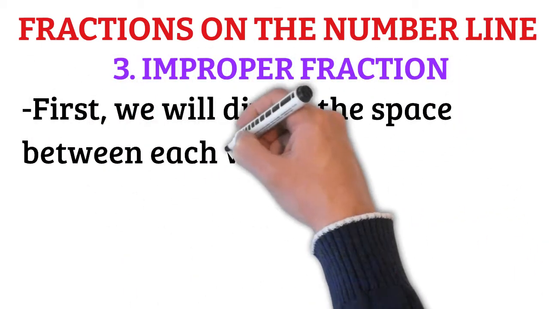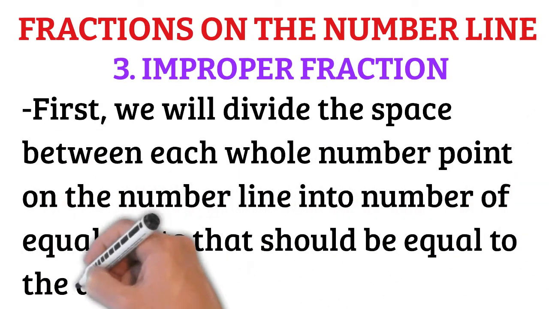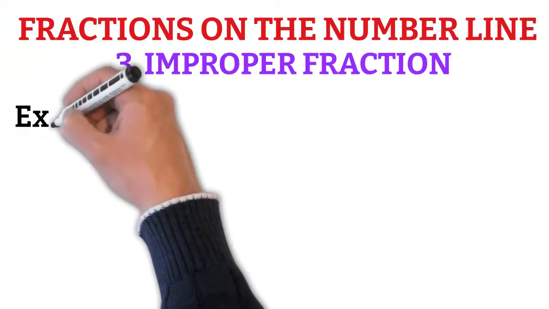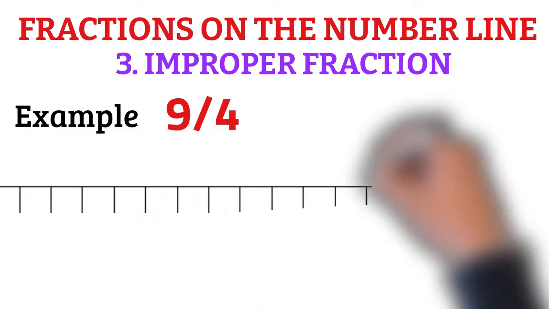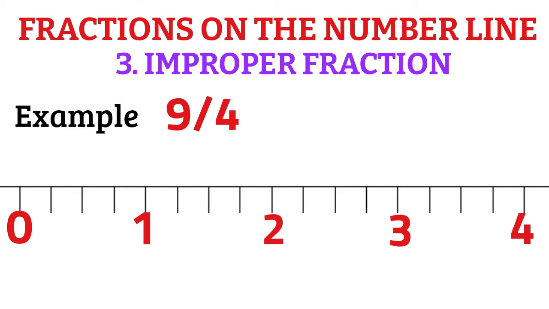First, we will divide the space between each whole number point on the number line into number of equal parts that should be equal to the denominator. For example, 9 by 4. Now, we will divide the space between each whole number point on the number line into 4 equal parts, as here the denominator is 4.